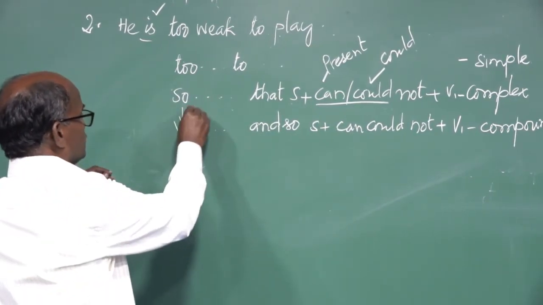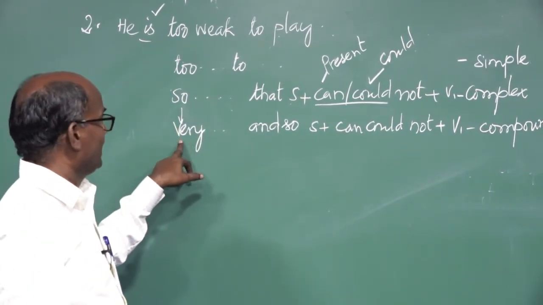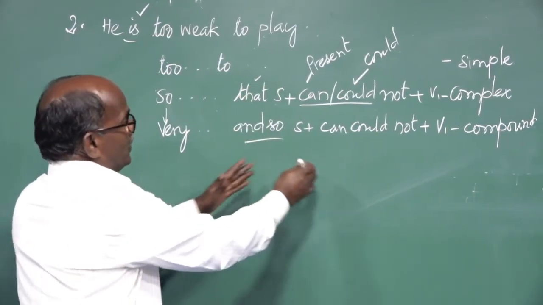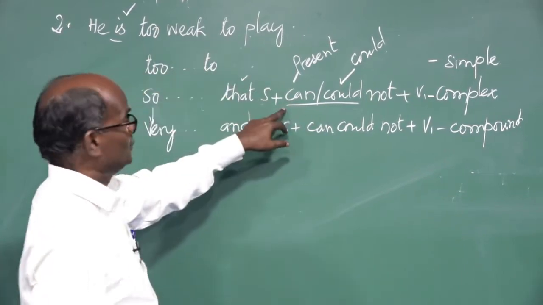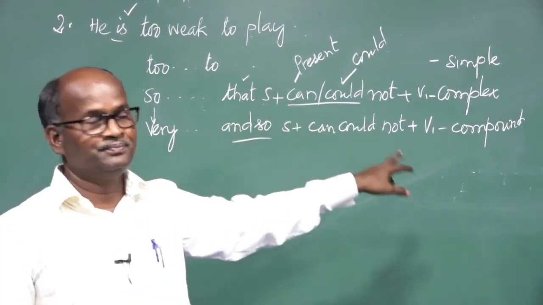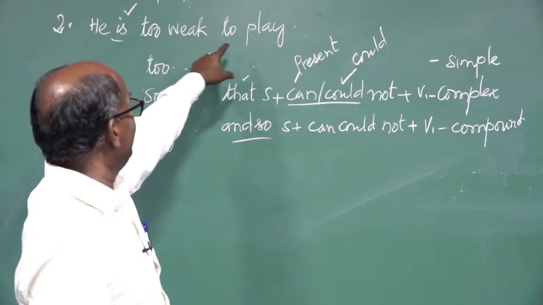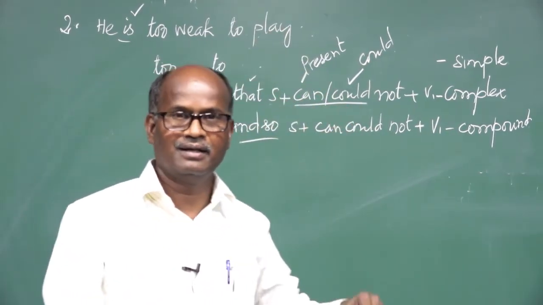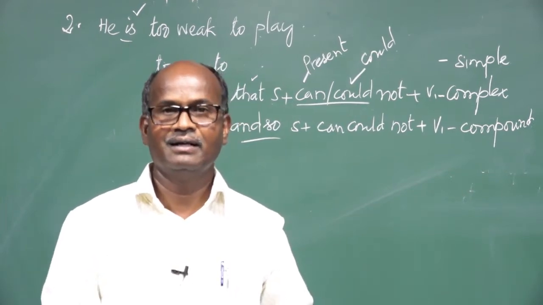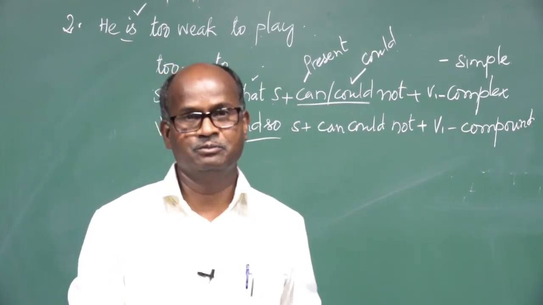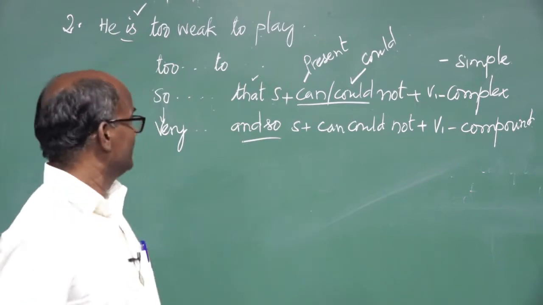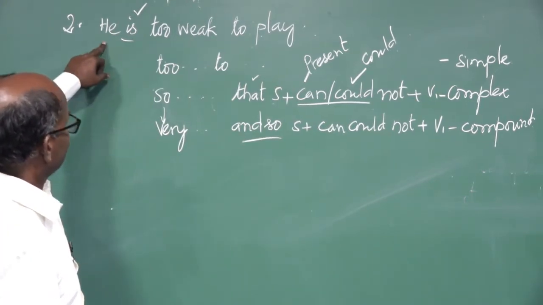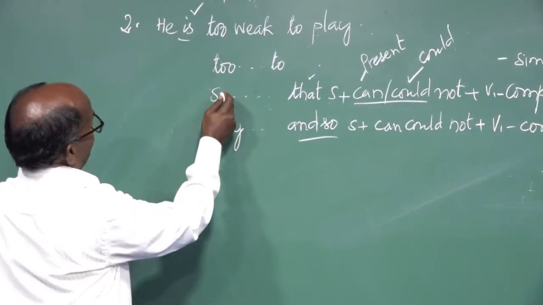Instead of this so, we are going to write very. And in the middle, instead of that and the so, the remaining items as it is, I told you, from the complex form. So, he is too weak to play. The meaning of the sentence is he is very physically weak that he cannot play any games or any type of play. Then we will see now the complex sentence.